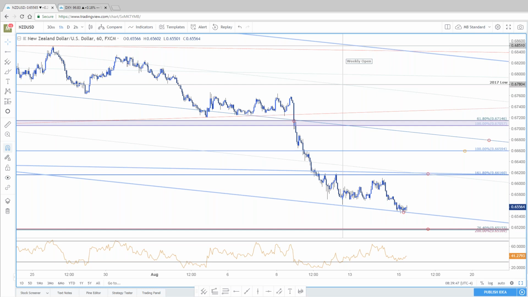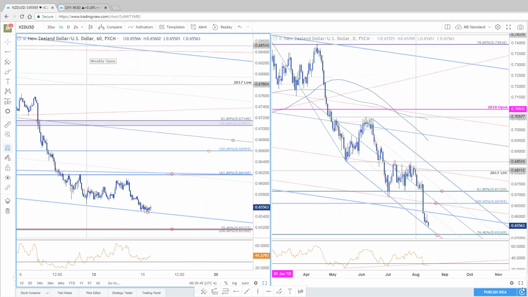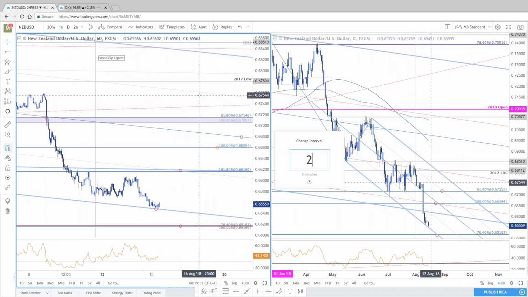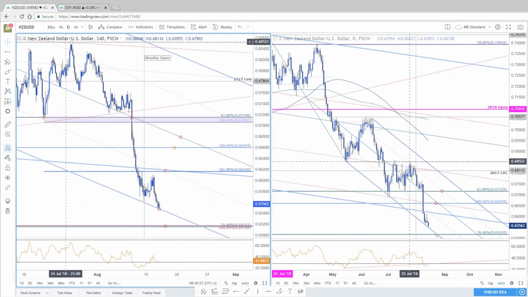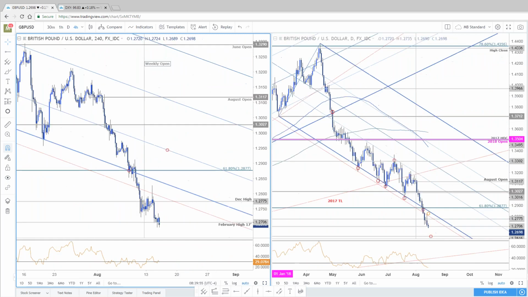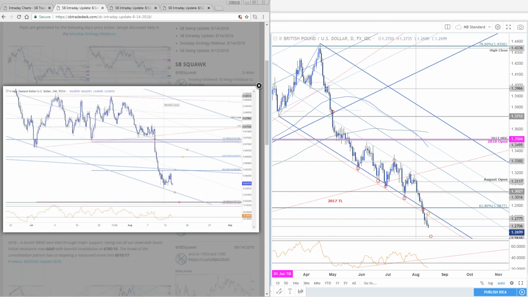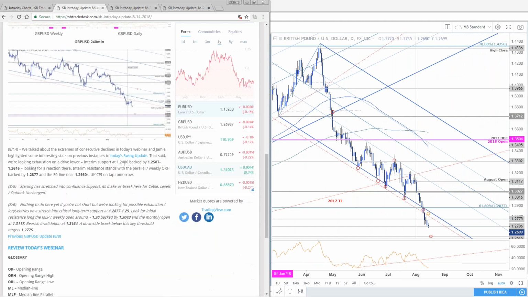All right, here's sterling. The other one that we had highlighted from last night. So British pound still looking lower. Lots of things to look at. Jamie's update was so interesting, guys.